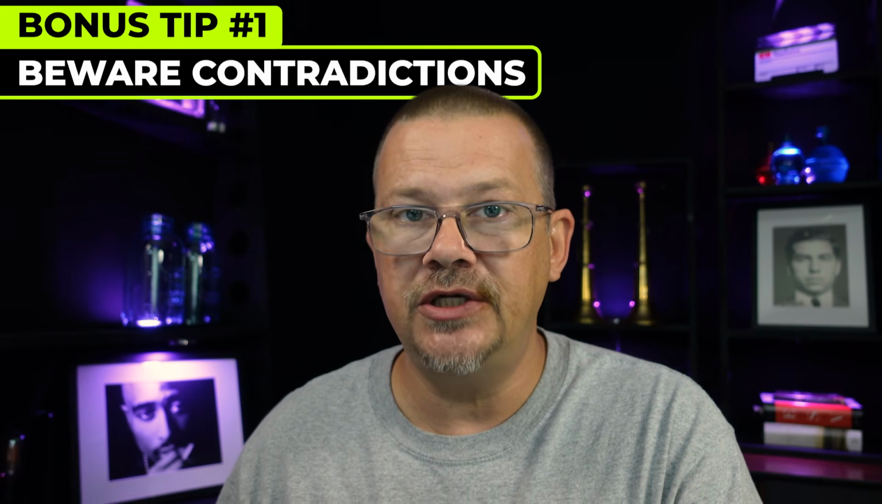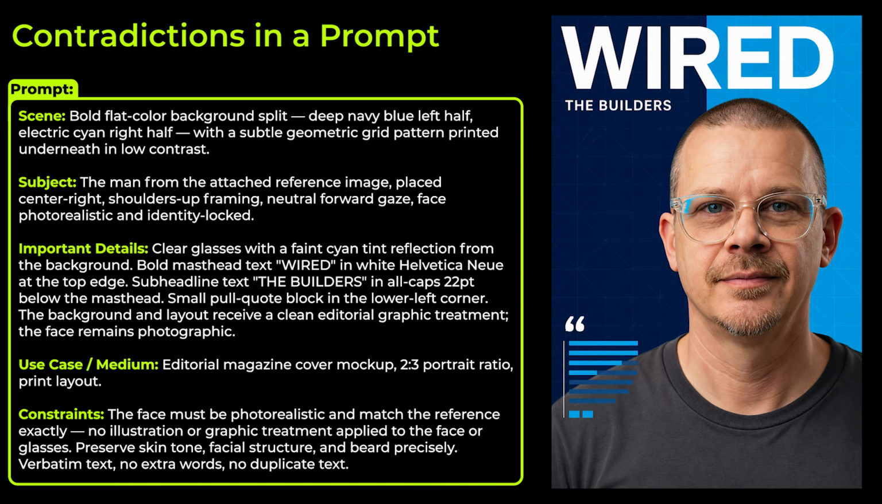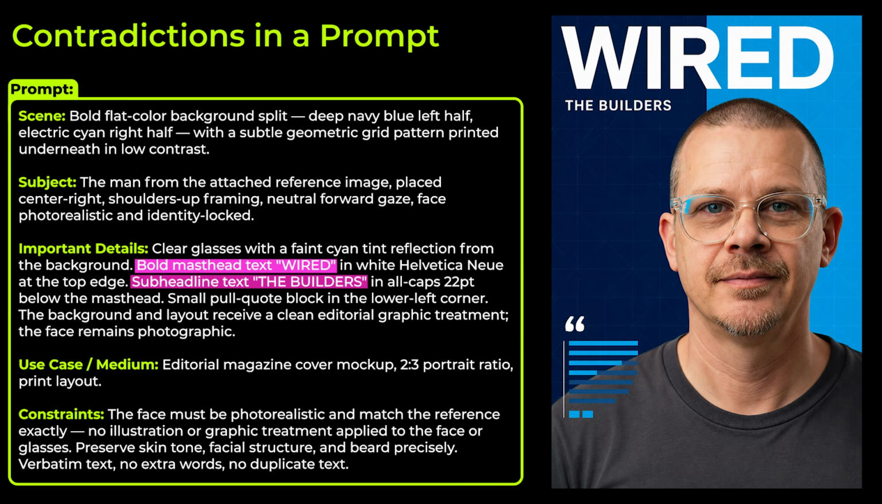In my video on ChatGPT Image 2, I did a magazine cover and I specified the text for the masthead, which was Wired, and the subheading, which was The Builders. I also said to include a pull quote, but didn't specify the text for that. I wanted the model to just make it up. And it probably would have, except that later in the prompt in the constraints section, I said verbatim text, no extra words, no duplicate text. So in one place, I'm telling it to make up text, and in another place, I'm telling it absolutely do not make up any text.